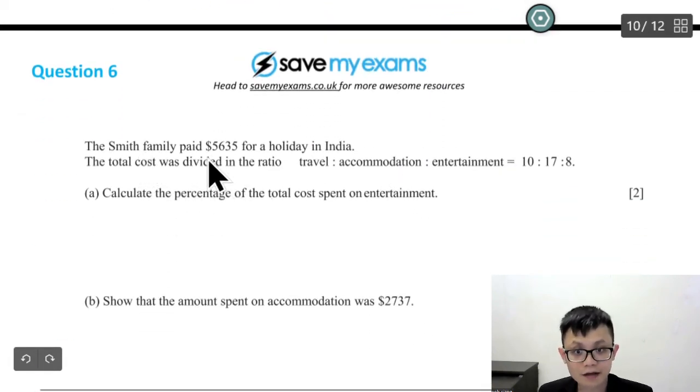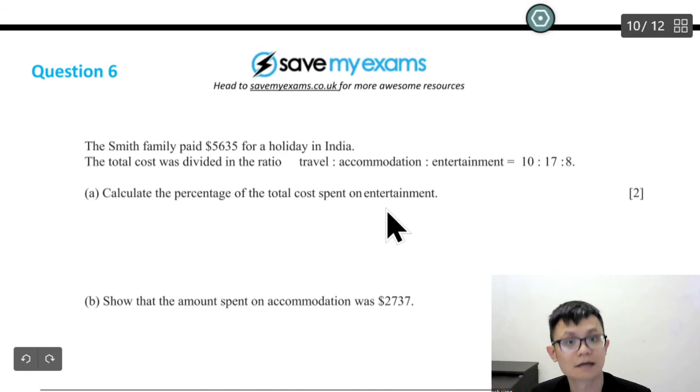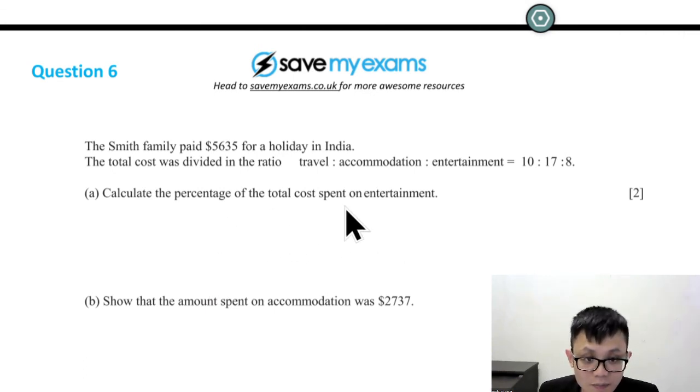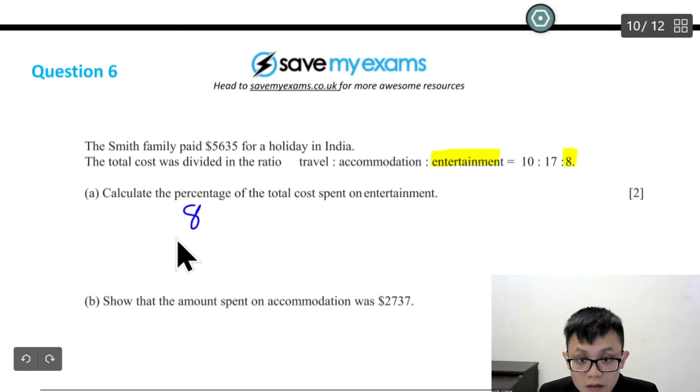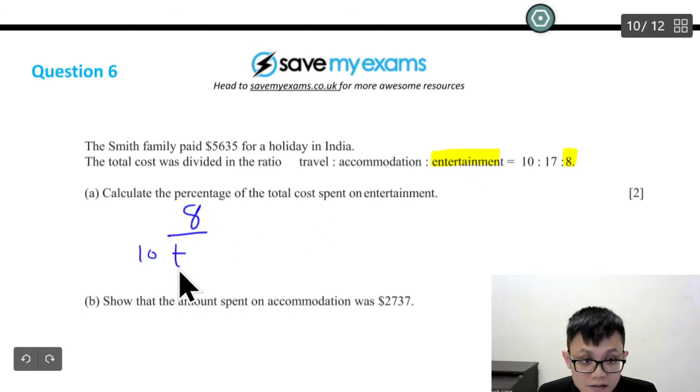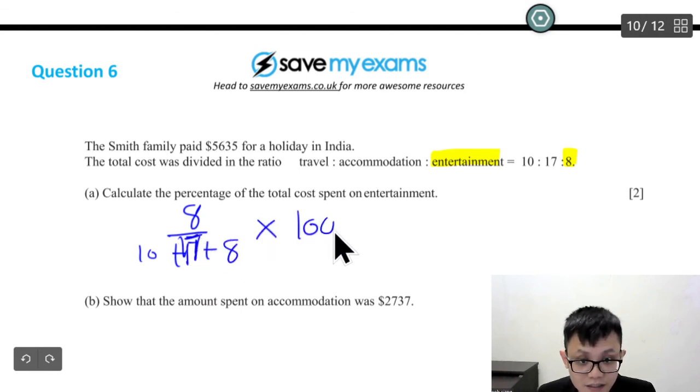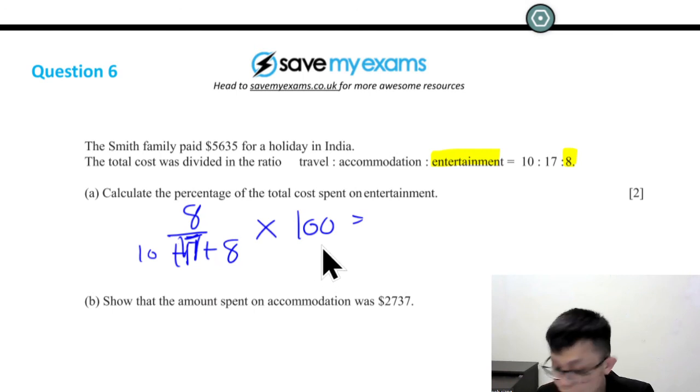The Smith family paid 5,635 for a holiday in India. The total cost was divided in the ratio travel, accommodation, entertainment, 10, 17, 8. A. Calculate the percentage of the total cost spent on entertainment. Okay, so we can see that the entertainment here is 8. So I will just use 8 over 10 plus 17 plus 8, times 100%. So you will get around 22.86%.